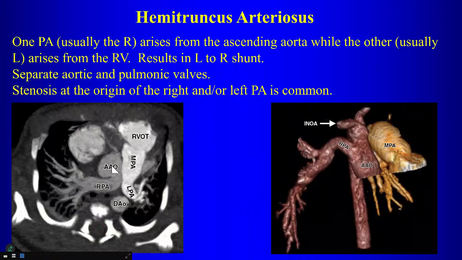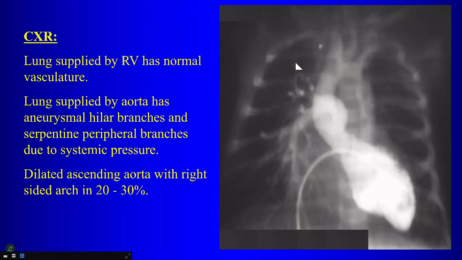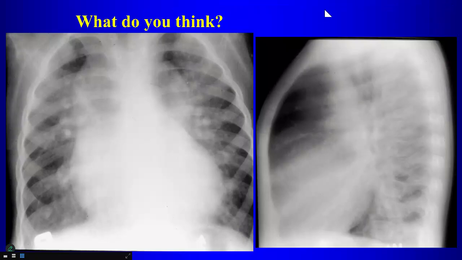Here you still have separate aortic and pulmonic valves, but one pulmonary artery is coming off the aorta. All right. So the right pulmonary artery here coming off the aorta. So the lung supplied by the right ventricle will have normal vasculature, but the lung supplied by the aorta will have aneurysmal dilated branches, dilated ascending aorta. This is also associated with right arch, and this is hemitruncus arteriosus.